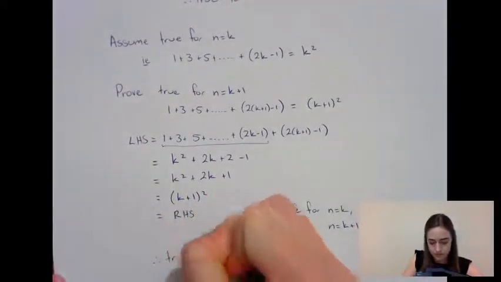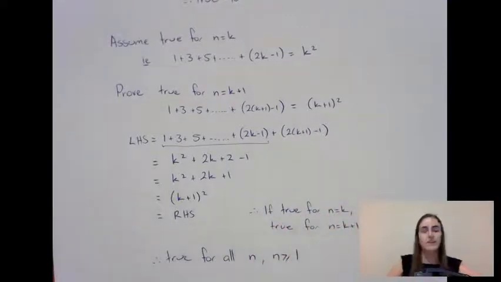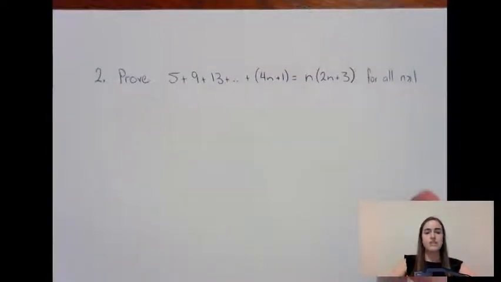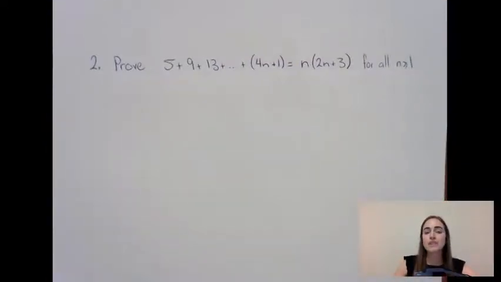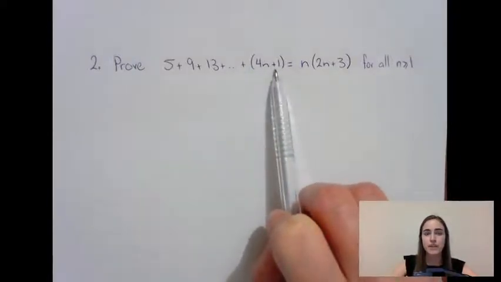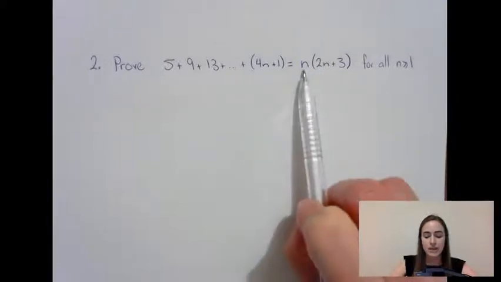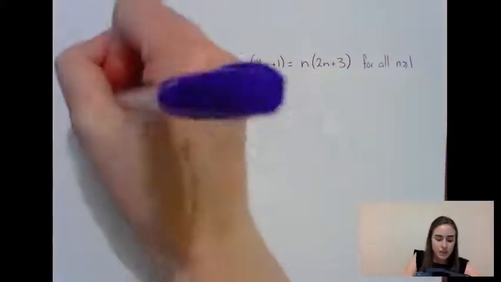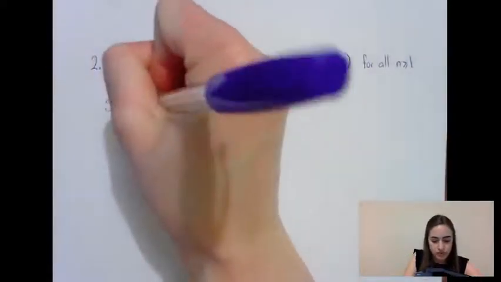All right, so that's our first proof finished. Let's have a look at the second one. Our second proof asks us to prove that 5 plus 9 plus 13 plus all the numbers up to 4n plus 1 is going to be equal to n times (2n plus 3). Again, we're looking at all of the natural numbers. So our first step will be to show true for n equals 1.